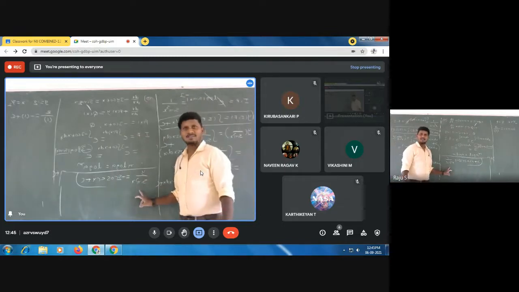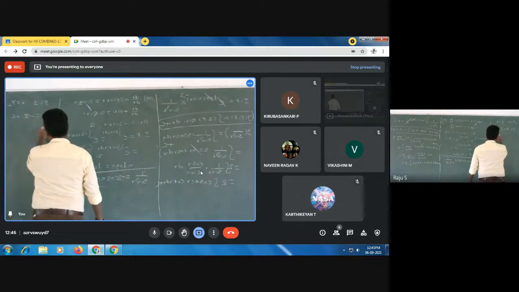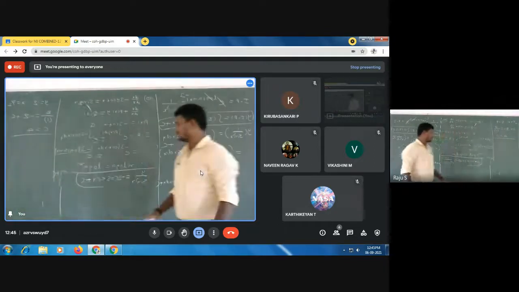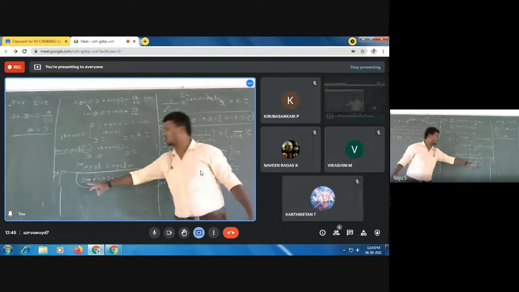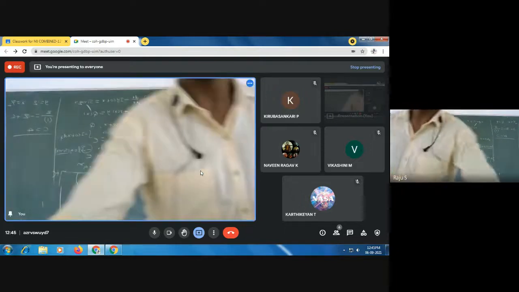Sin 90 is 1. The answer is, the c value again substitute here, that is the particular solution. Completed. Can I rub the board?